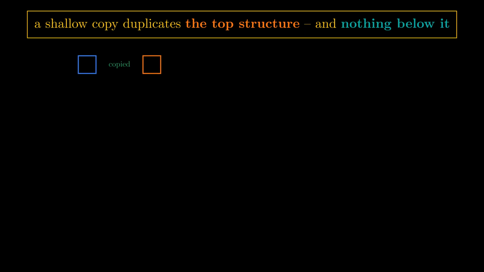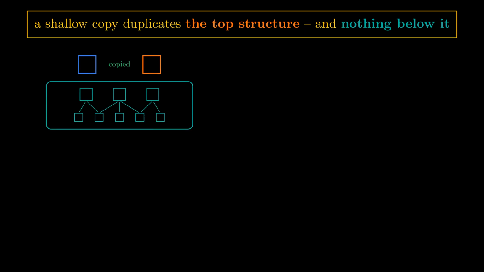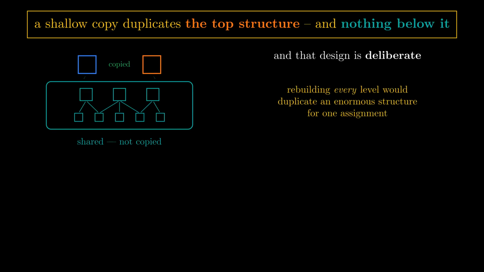Any element that is itself mutable is not recreated. The new slot simply receives an arrow to the same object. That design is deliberate. If Python rebuilt every level, copying a deeply nested structure would mean duplicating an enormous amount of data for a single assignment.